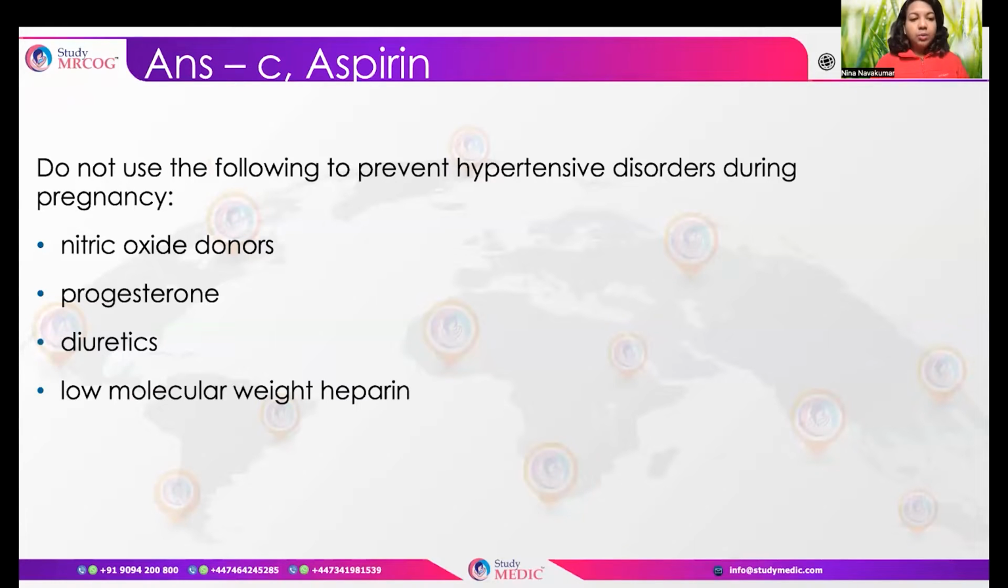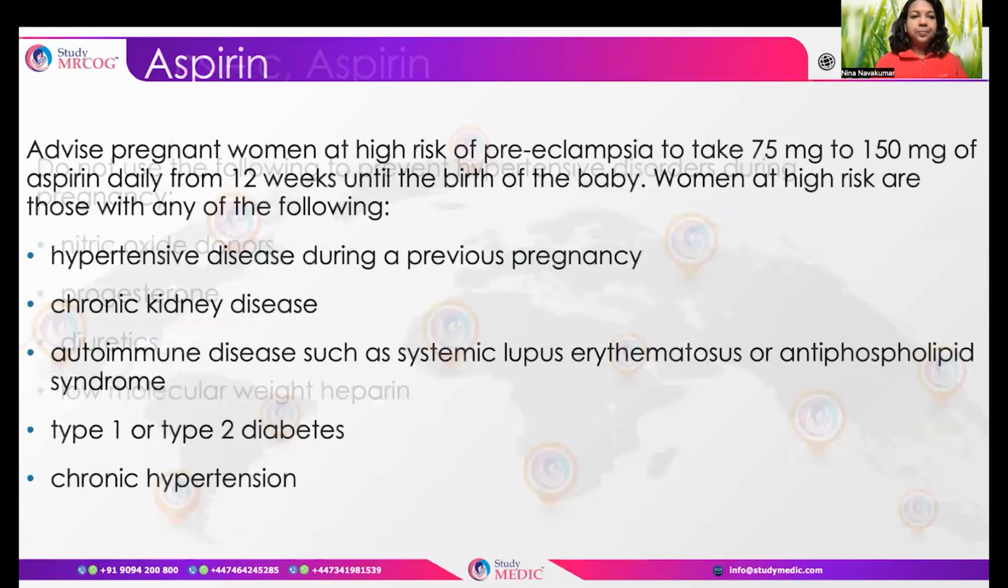When we consider the other options like nitric oxide donors, progesterone, diuretics, low molecular weight heparin, the evidence shows that there is no use at all to prevent hypertensive disorders during pregnancy. What about aspirin? It's a time-tested drug, and there have been recent trials like the ASPRE trial also, which show that it helps to prevent preeclampsia in high-risk women. It should be prescribed as a low-dose aspirin.